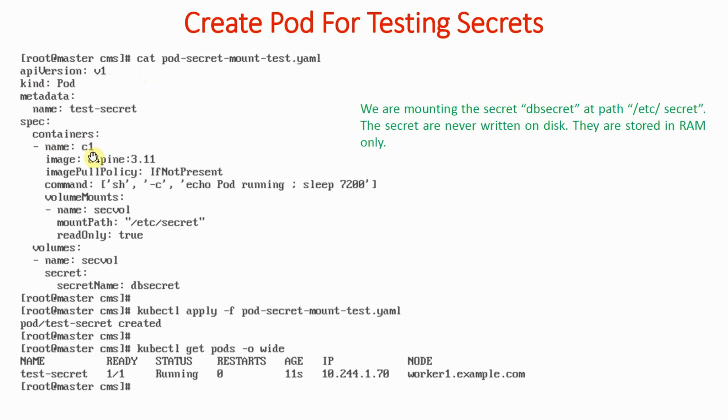Name of the container is going to be c1, and we are using this alpine image, and this command should be running in the container, so that the container is not going to terminate immediately. It should be running, then only your pod will be running. Now this is very important.